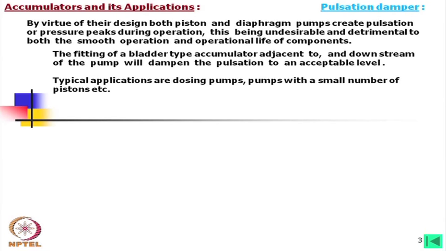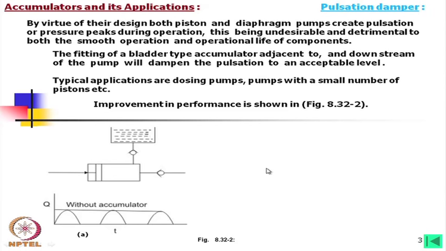Typical applications are dosing pumps, pumps with a small number of pistons, etcetera. As we have learned earlier, a small number of pistons has higher ripple, and in most of the cases, particularly in cylindrical pistons, you will find that these numbers are odd to reduce the ripple, and very common are 5, 7 and 9. So, 5 will have more ripple, and if we use an accumulator with 5 pistons in all applications, then it is always better. And dosing pump, you understand it is some sort of feeding the oil, may not be the main system.